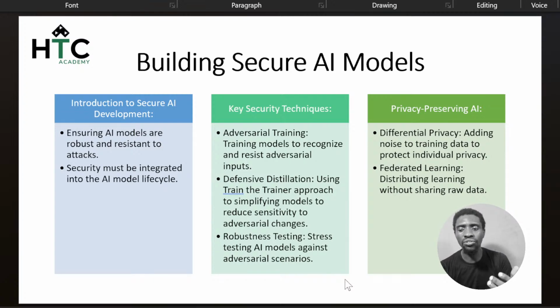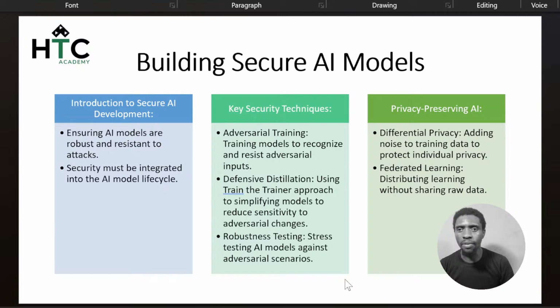Then there is federated learning. Federated learning is a distributed learning methodology, whereby you use data sets to train models. So you have like 10 to 20 different data sets, and the data sets are not centralized.